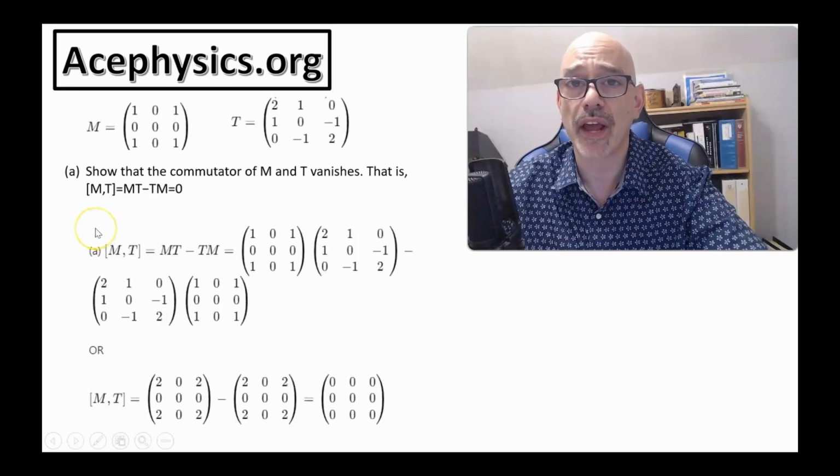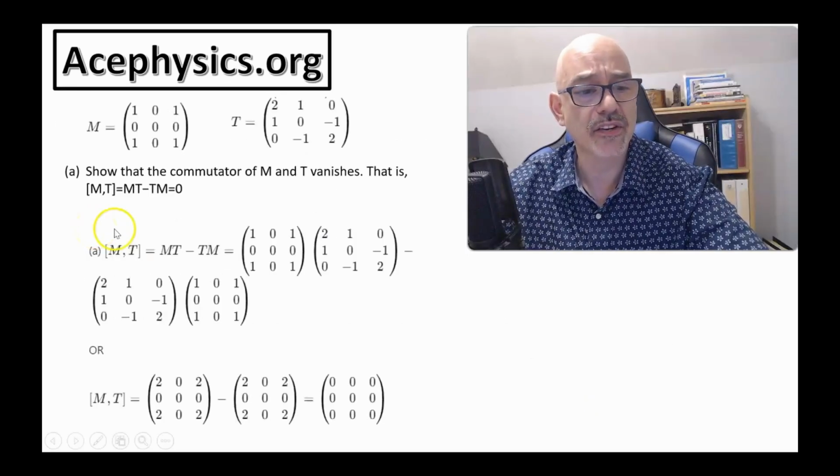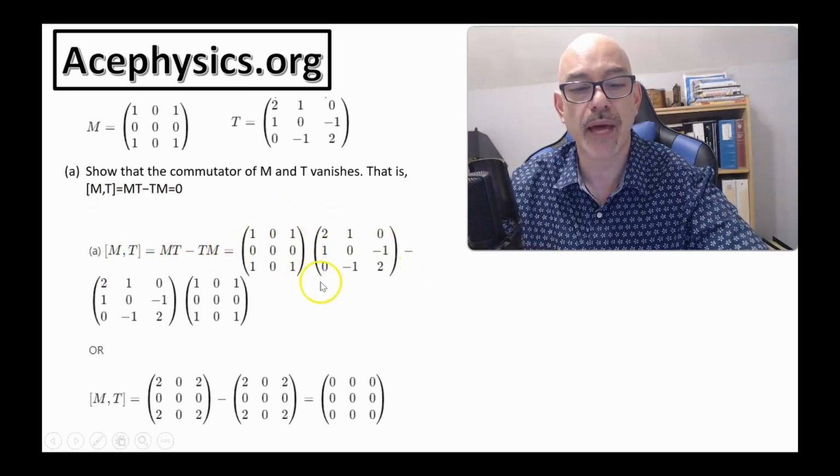Now let's do Part A. Part A asks us to calculate the commutator of the matrices M and T. That's M times T minus T times M. This is matrix M multiplied by matrix T minus matrix T multiplied by matrix M.